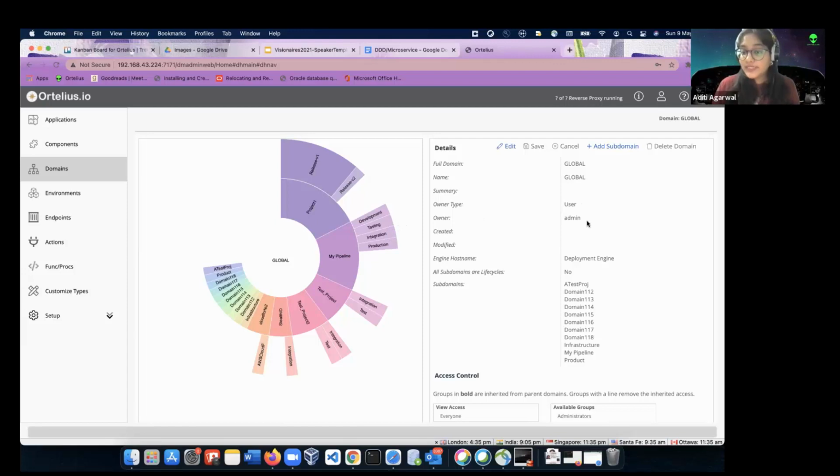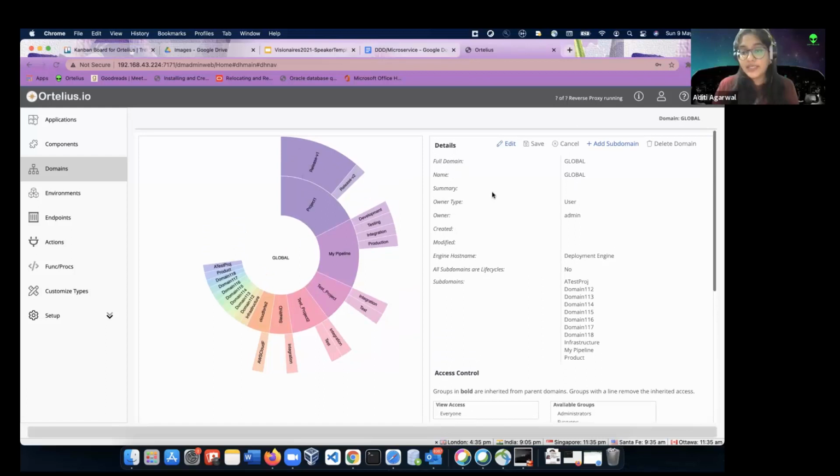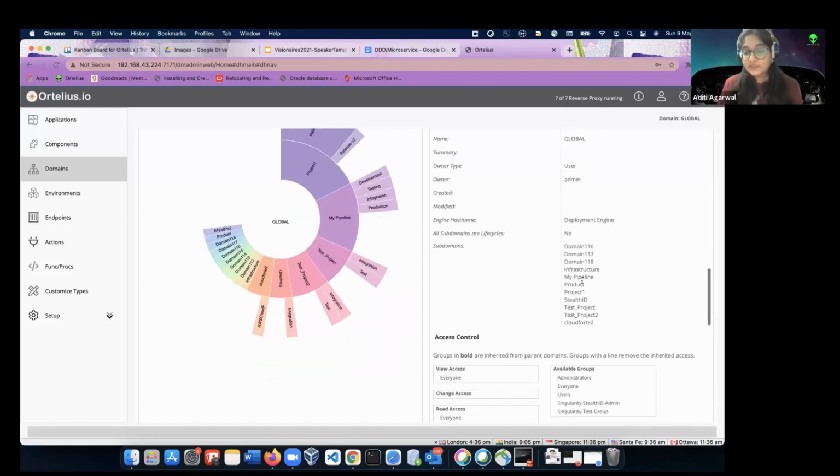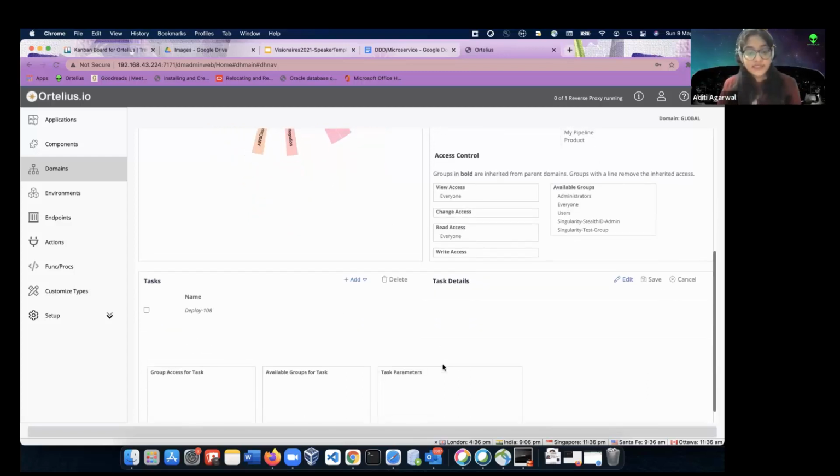If we want to see the details of this application or this domain, we can get a picture of it. My complete domain name is global. Currently, I am under my global domain section, so it is showing the full domain as global. We also have the facility of giving access to the owner as admin or subdomains, which are listed here. And then we have the access control section. So what are the access controls for these domains? Who can see it? Who can change it? Who can read it? Who can write it? So these things are there.